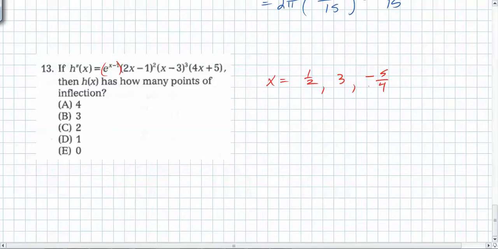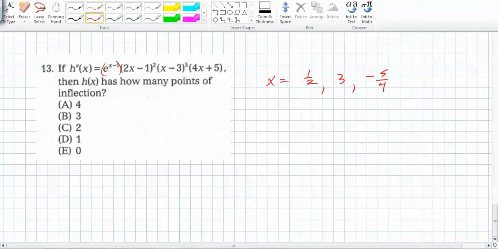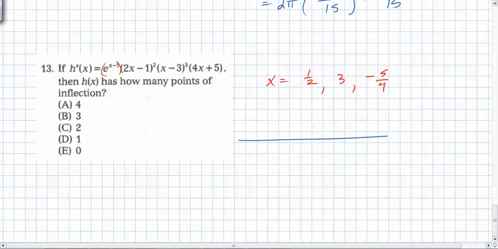So it could potentially be 1/2, 3, or what? -5/4, right? But the thing is, are all of those necessarily inflection points? No. Here's the thing. So what do you have to do? You have -5/4. You have 1/2, and you have 3. That's the x value, and now you need the h double prime value. You don't care what the value is, you just want to know if it's positive or negative, right? So you know it's 0 there, 0 there, and 0 there.